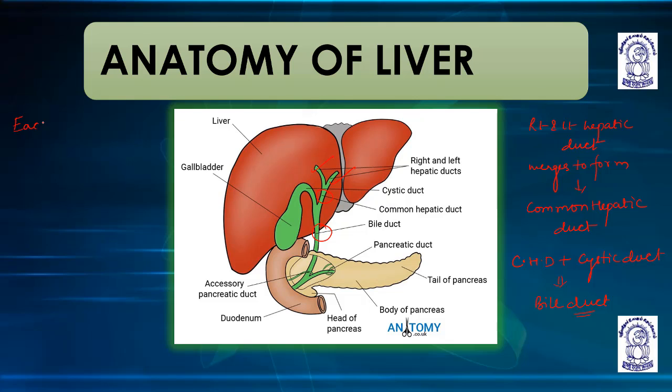Each lobe of the liver is divisible into lobules, which are the structural and functional units of the liver.